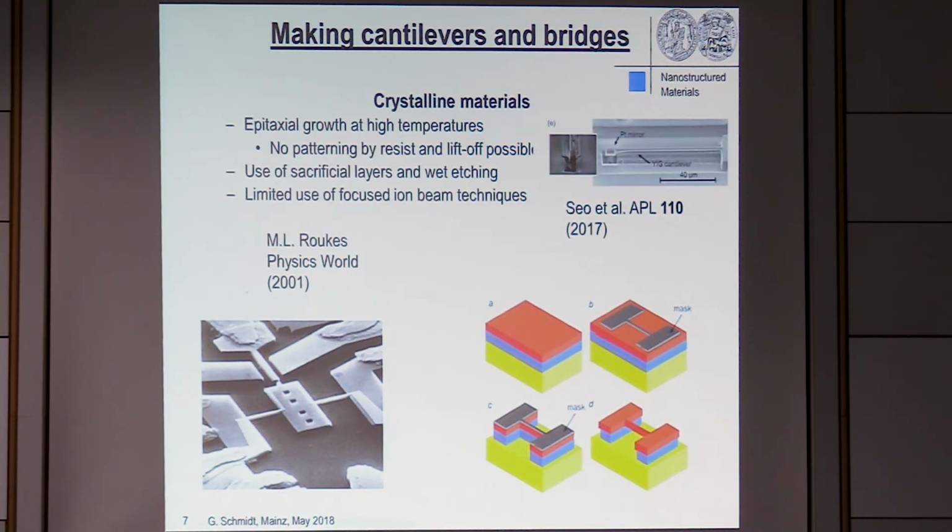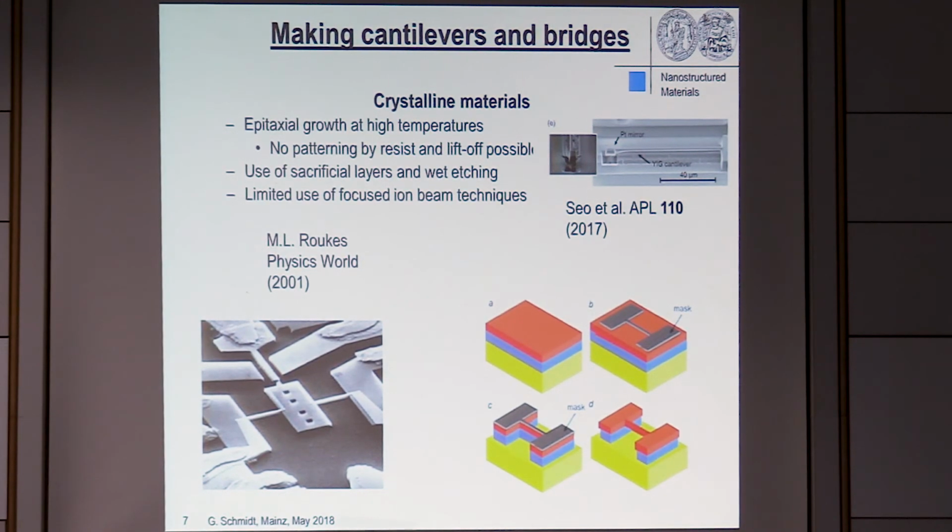But the problem is, for YIG, which is grown on garnets, you basically have no sacrificial layers available. You might also resort to focused ion beam techniques, and there is one experiment published by the group of Saito, where a beam was fabricated, or in this case it was a cantilever, by focused ion beam. But you can see the size of this cantilever is about 80 micron.